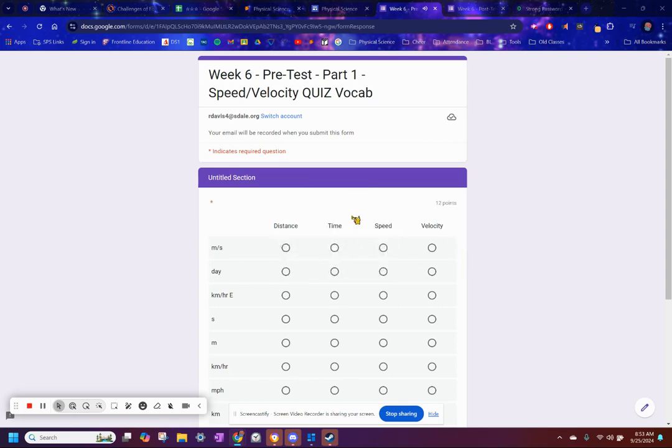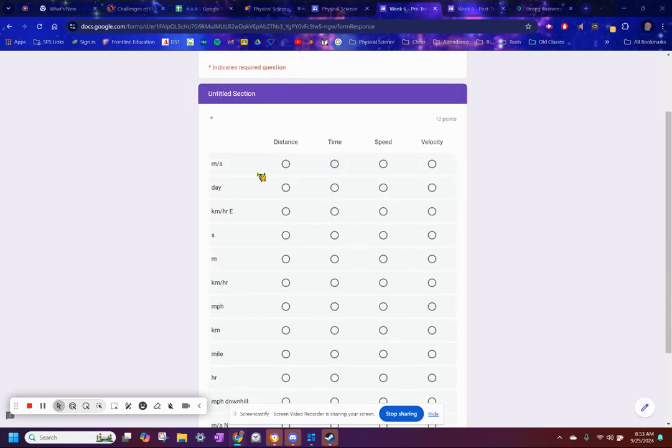All right, units. This is what gets everybody. So meters per second. That's a distance over a time. Distance divided by time is speed. Day. It was 1 day. It was 2 days. It was 3 days. That's a time.